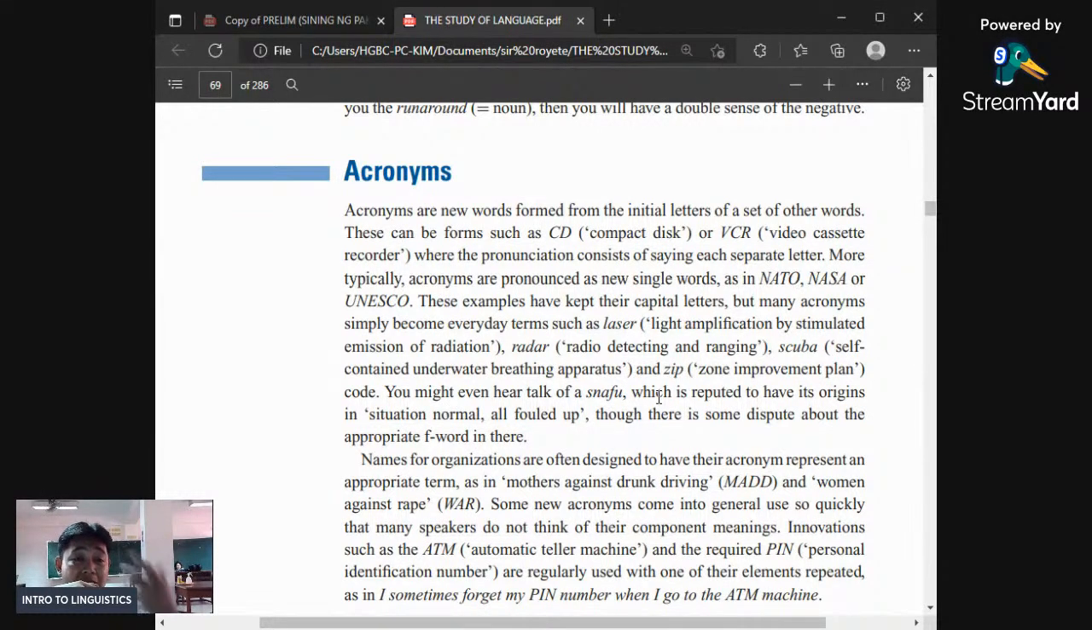Pagka binabasa mo siya as a single word, it is called acronyms. Pero kapag iniisa-isa mo yung letter, it's called initialism, from the word initial. Right? NATO, NASA, and UNESCO.